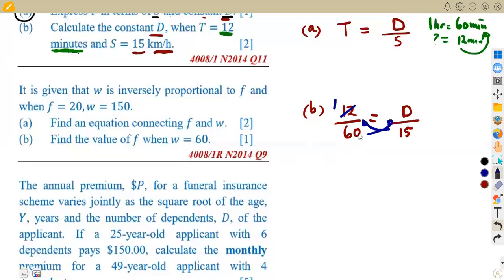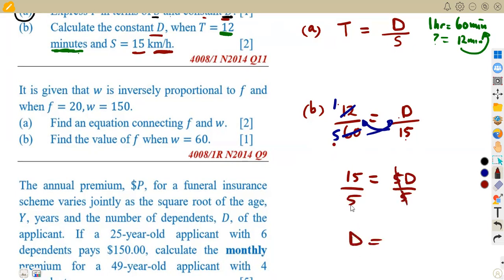That is a 1. By 12 into 60, that is a 5. So we can cross multiply. That means 1 is going to multiply 15. So 15 is equal to 5 times D. So this is going to be 5D. So to find D, simply divide by 5 in this case.